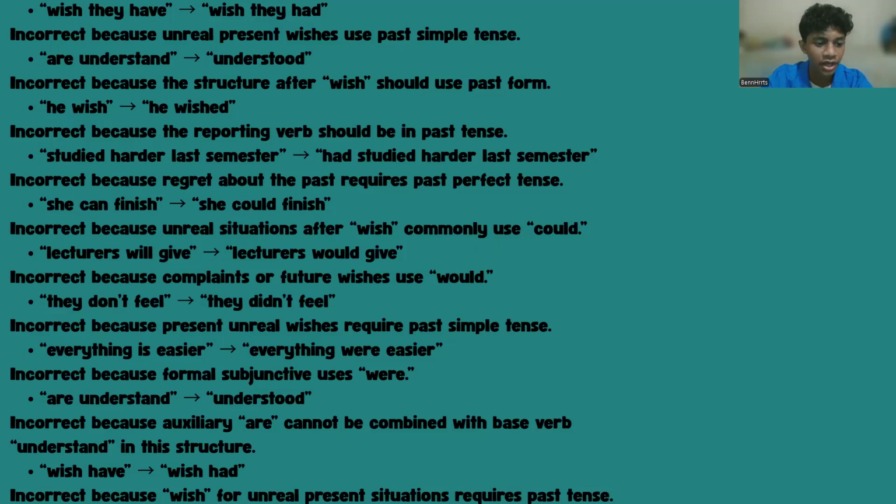"Wish have" to "wish had," incorrect because a wish for an unreal present situation requires past tense.